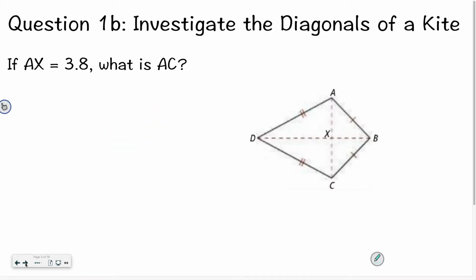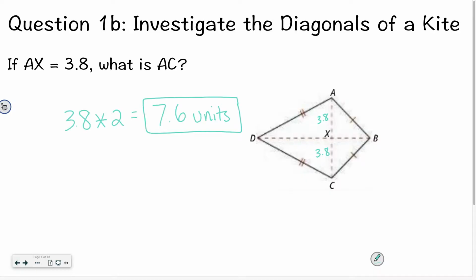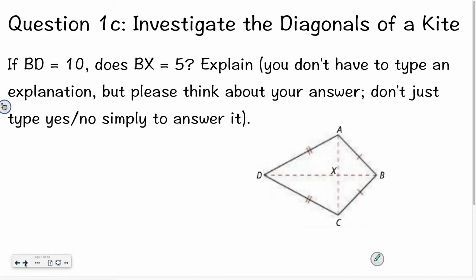Now, the second question, if AX equals 3.8, what is AC? Hopefully you realize that AX is 3.8, that means CX is 3.8. So if we're trying to go from A to C, we're going to do 3.8 times 2, which is 7.6 units. All right, a third question, if BD equals 10, does BX equal 5?